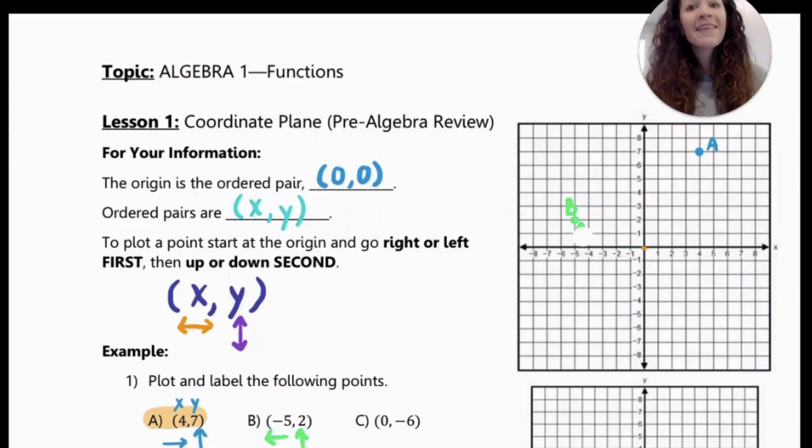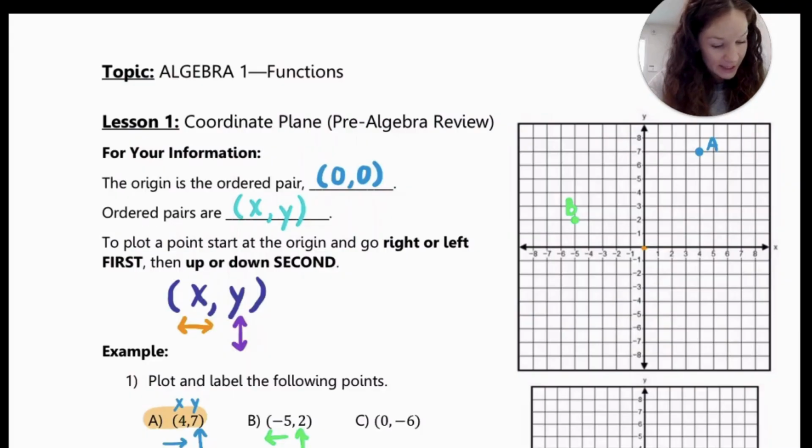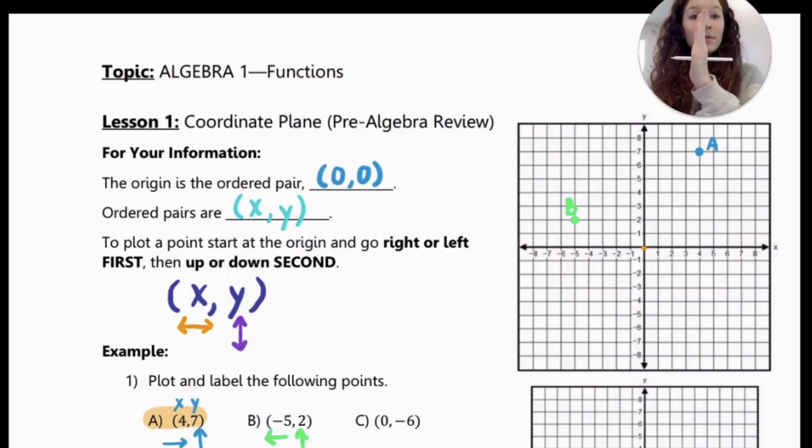Okay? And then last but not least, we have the ordered pair 0, negative 6. So that's telling me I'm not traveling right or left anything. So I'm not going right at all. I'm not going left at all. I'm staying right there at that orange. And then that negative 6 is telling me I'm traveling down 6.